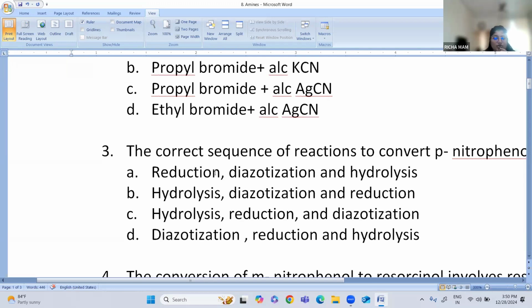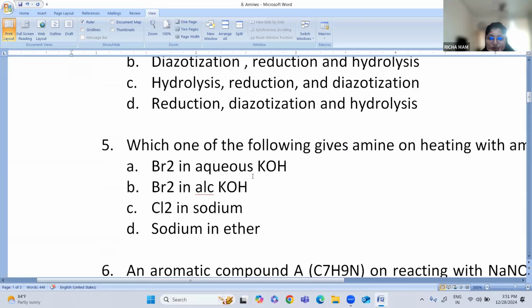Then again diazotization. For diazotization, the reagent is sodium nitrite and concentrated HCl. The temperature condition is 0 to 5 degrees Celsius. When sodium nitrite reacts with HCl, what am I going to get? Nitrous acid, HNO2, right? So you should know these.